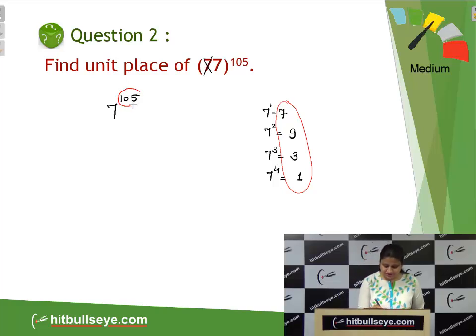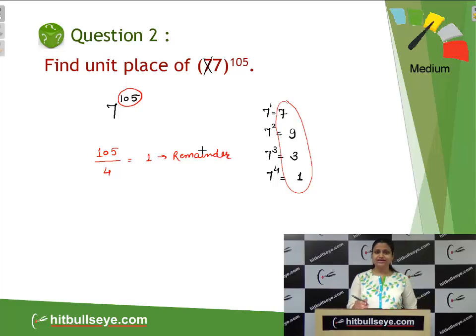So, once again, we'll take the power, which is 105 here. We'll divide it by 4, and we are getting 1 as the remainder. So what will be my answer? It will be the first number of the cyclicity, and this is 7 only. That's why the answer is 7.